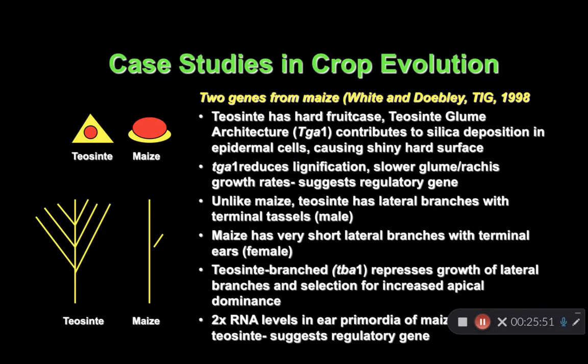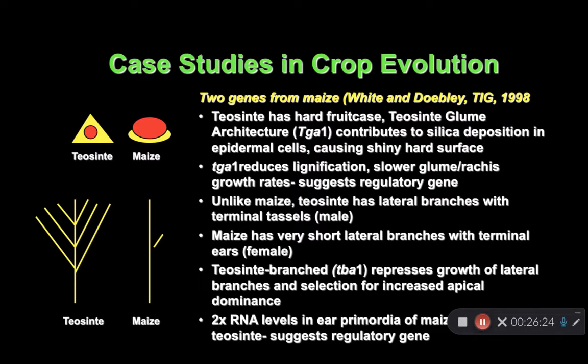It doesn't have a lot of hard lignin in it. And it's a regulatory gene that makes the kernel just stand up and be very edible. Another gene is called TB1, or teosinte branched, and it converted the wild corn, which is pictured on the left and looks a little bit like a candelabra, into a single stalk with one big ear. That's teosinte branched architecture.